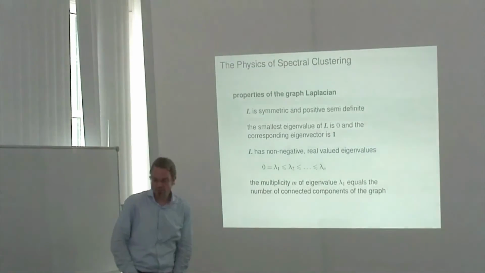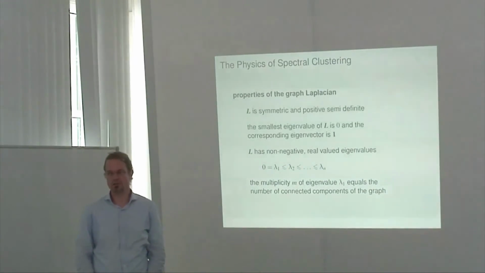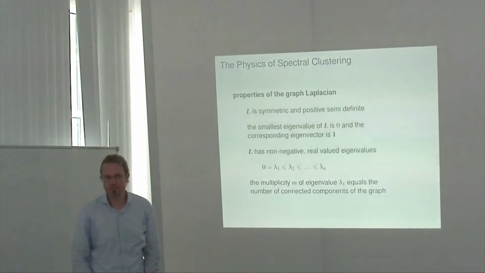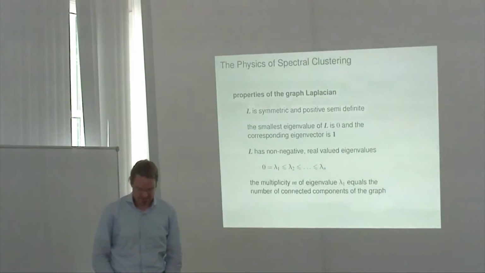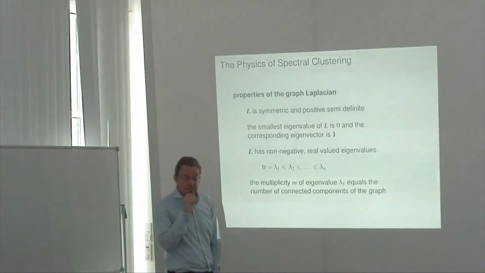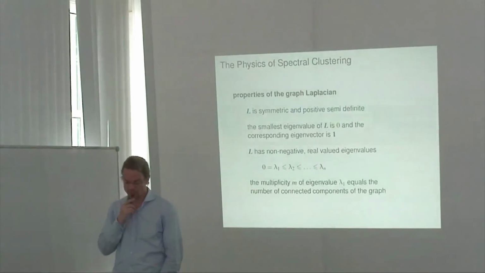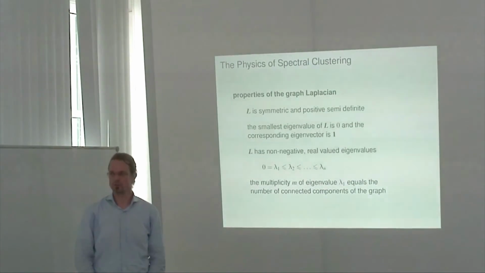Here are some general properties of the graph Laplacian. It is symmetric the way we defined it. Other people have different definitions, but for symmetric graphs, this graph Laplacian will be symmetric, and it's also positive semi-definite. And we already discussed last time that the smallest eigenvalue of L is always 0, and that the corresponding eigenvector can be understood as the vector of all ones, or some other constant. Doesn't really matter. I'll make it all ones.